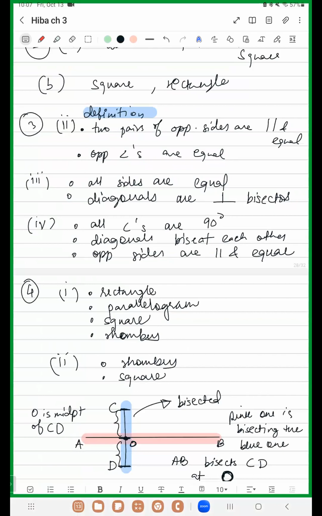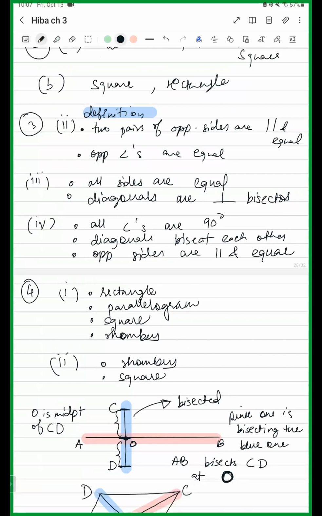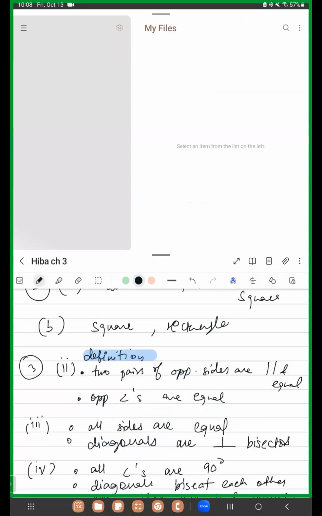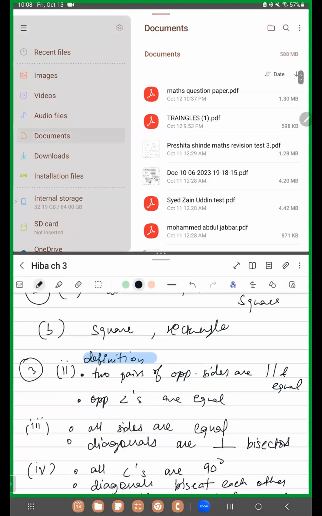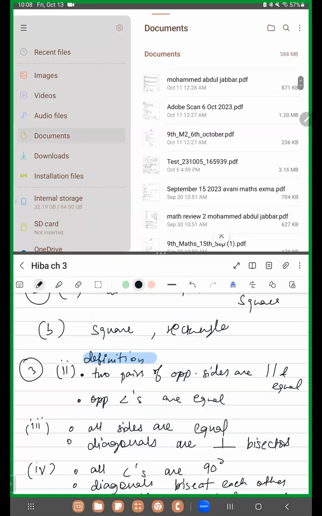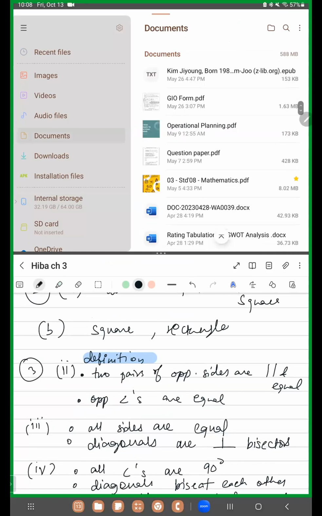Can you see? Either you tell me the question or I will just go through it. Wait a minute. Okay, wait, I will just run it over here itself. Okay, here it is.